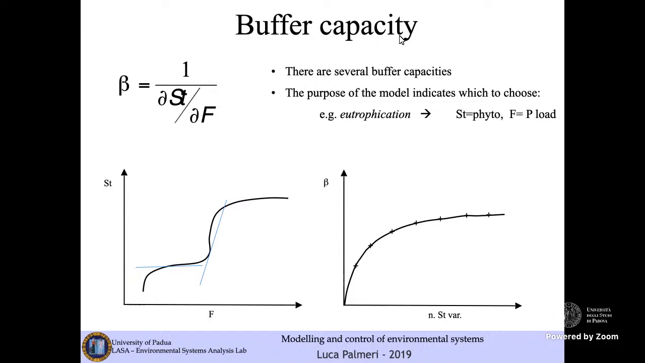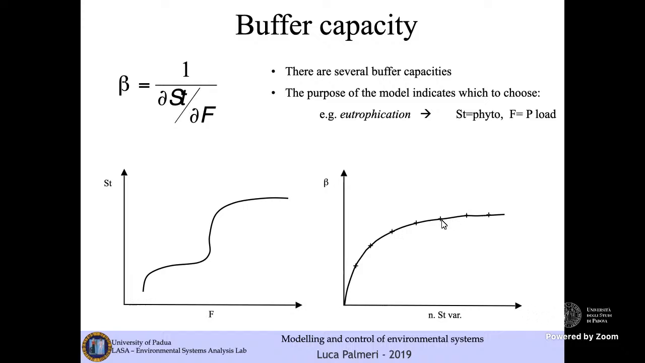Another way of employing buffer capacity to evaluate the complexity of the model is, for example, evaluating how the buffer capacity as a whole changes as a function of the number of state variables. For example, you may say that 1, 2, 3 state variables are significant increases in terms of changing the buffer capacity, while going from 4, 5, 6, 7, this last part, a 3 increase of number of state variables, is not significant.